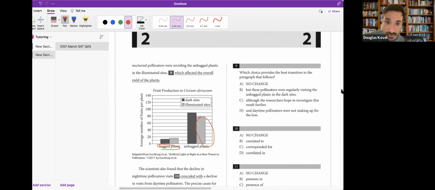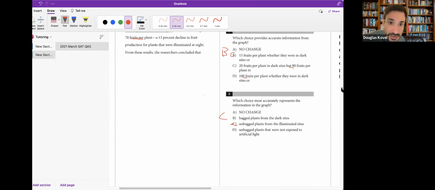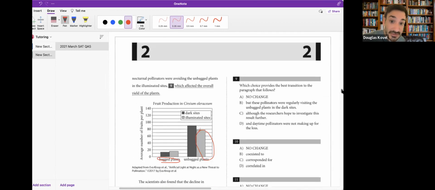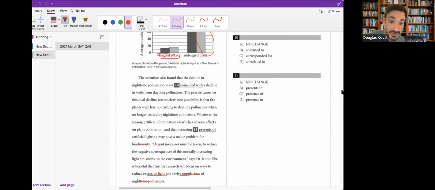The main idea from the last paragraph, we pretty much just got from what we just read: the researchers concluded that nocturnal pollinators were avoiding the unbagged plants in illuminated sites. Now if we read the next paragraph, we'll just skim through this. The scientists also found that the decline in nighttime pollination visits coincided with a decline in visits from daytime pollinators. The precise cause for this dual decline was unclear. One possibility is that the plants were less nourishing to daytime pollinators when no longer visited by nighttime pollinators. So we see that the problem they found for the nighttime pollinators also applied to the daytime ones. And whatever the reason, artificial illumination clearly has adverse effects on plant pollination, and increasing presence of artificial light may pose a major problem for biodiversity.